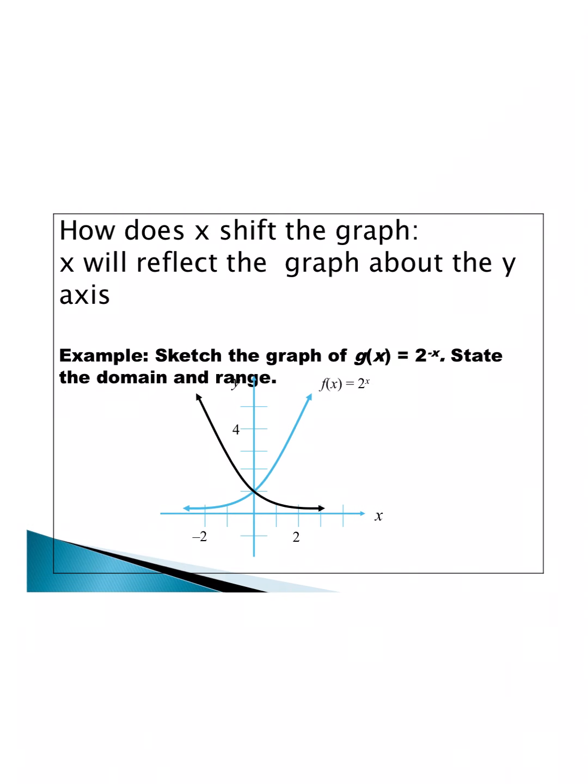For our x variable, it does have a very specific effect on your graph. If we look at our two functions, we have the original function, which is our blue one. That is a growth function. And then for our new function, which is now g of x equals 2 to the negative x, we can see that it is our black function which has been reflected across your y-axis.